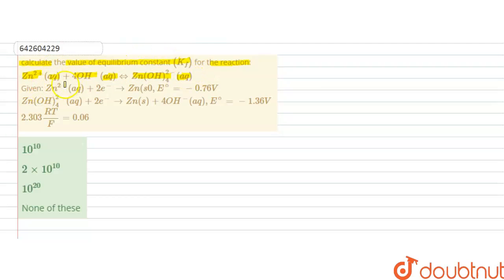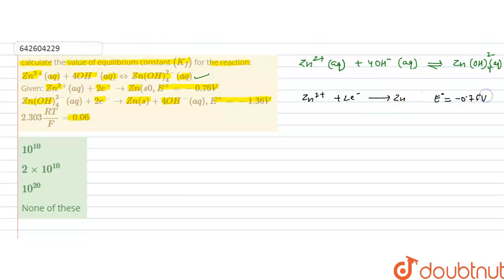It forms [Zn(OH)4]2- aqueous. And the other reduction potential values are also given. Zn2+ forms Zn and its reduction potential value is given as minus 0.76. And for the reduction [Zn(OH)4]2- plus 2 electrons forms Zn solid plus 4 OH-, E naught is given as minus 1.36 volt. And 2.303 RT by F value is given as 0.06.